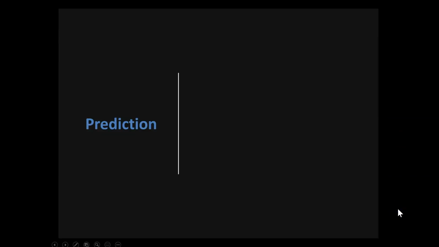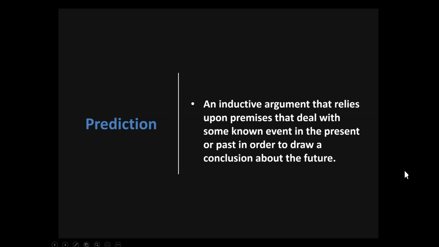So we'll take each of these one by one and then run through a few. So let's look at prediction. Textbook definition. A prediction is an inductive argument that relies upon premises that deal with some known event in the present or past in order to draw a conclusion about the future. Right? So when you think of prediction, don't picture a psychic or a soothsayer with a crystal ball saying, I predict this and that and the other. It's a common form of reasoning that we all use. We make predictions about the future based on what we know is happening now or what has happened in the past.